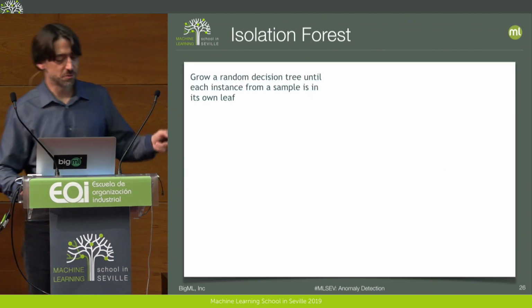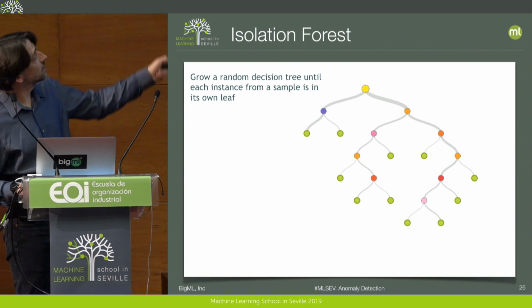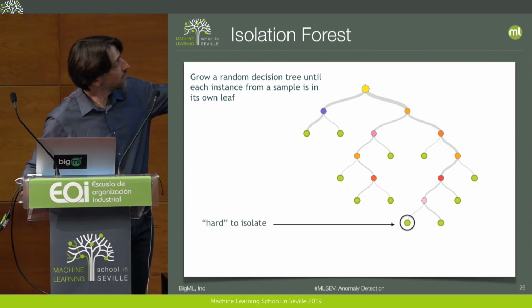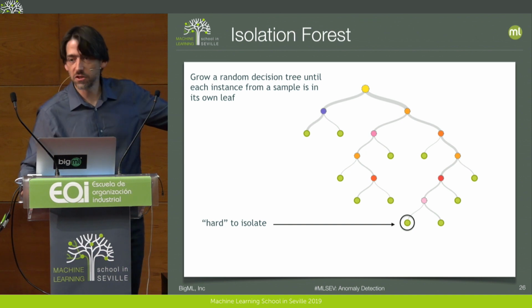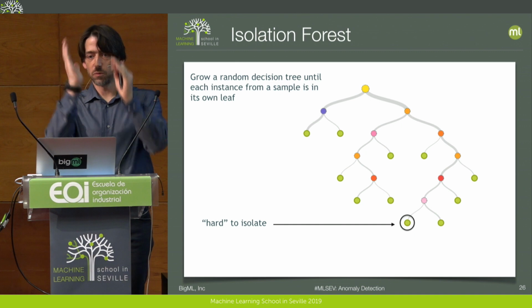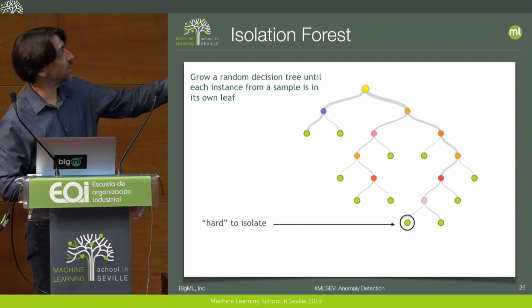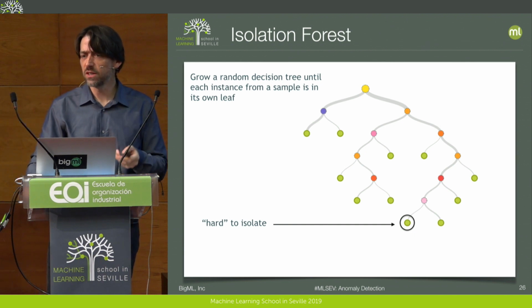Okay, but the basic idea here is we're just going to do this again. We'll grow a random decision tree, totally random, until everything in this sample is its own leaf. Basically, if it takes a whole bunch of random pieces of information to tell these two apart, then they're really similar. They're similar in all these random ways. I took random things and they stayed together. Random split, they stayed together. It took so many random splits to finally tell them apart. So they're somehow really similar.